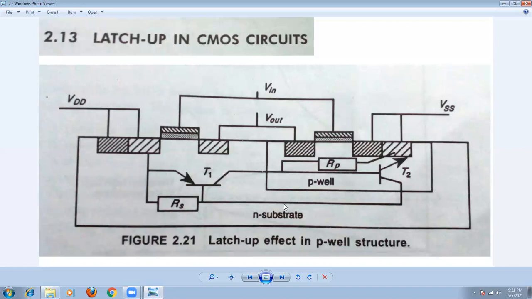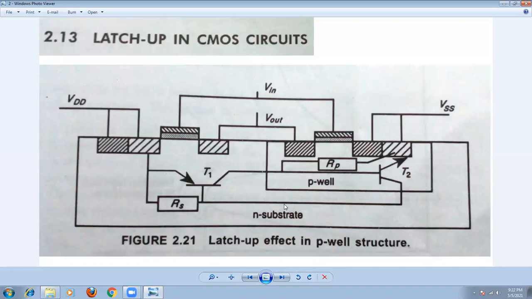Remember that point: latch-up is undesirable. So our aim in this case is to avoid this latch-up. How do we avoid it? By taking care during the designing process or fabrication process steps, you can avoid this latch-up condition.